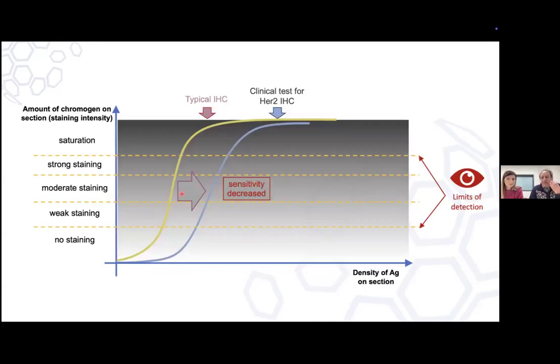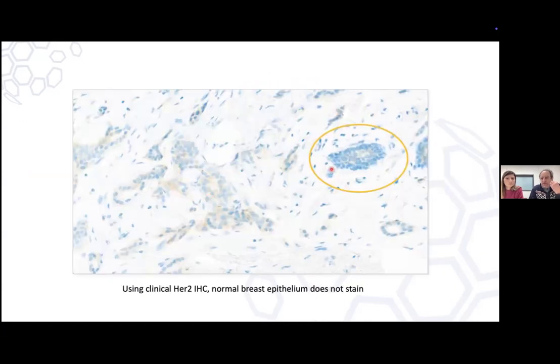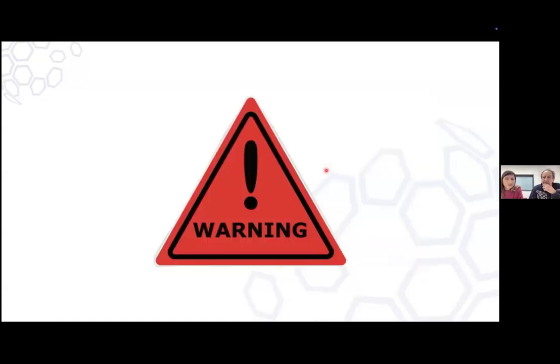Now, what happens in the clinical test? We shifted the sensitivity, we decreased sensitivity, and the curves look a little bit like that. So this is the clinical test. So now we don't see normal epithelium staining. Okay, that's cool. I'm happy with this.